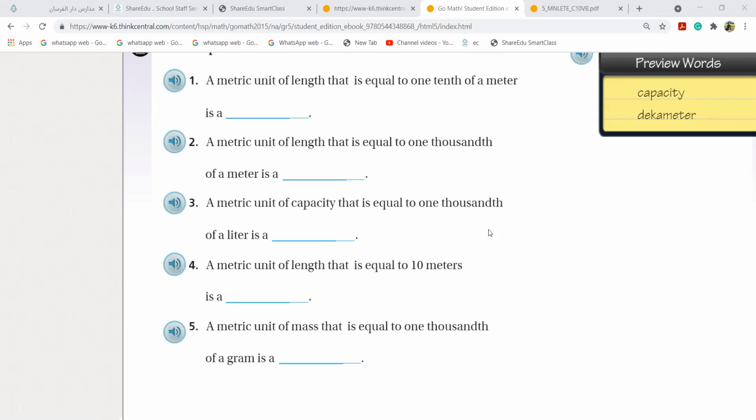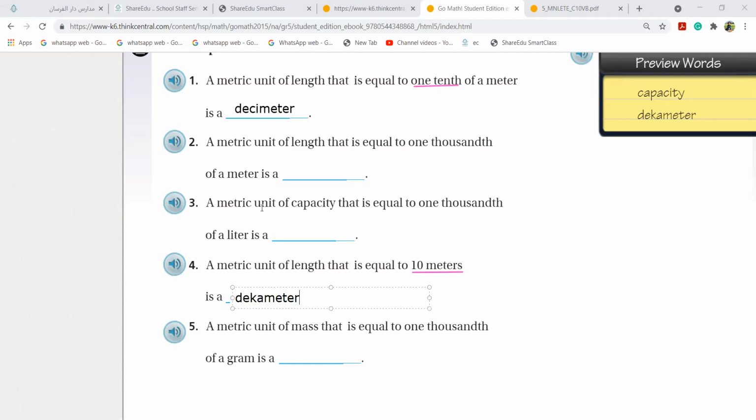A metric unit of length that is equal to 1/10 of a meter is a decameter? Decimeter. My dear, 10 meters, see here, Tala. 10 meters is decameter. If you see 1/10, this is decimeter. Oh, so 1/10 is not like 10 meters. Yes. Because you will have all the options, that's why I'm scared you may choose the wrong option. Remember.